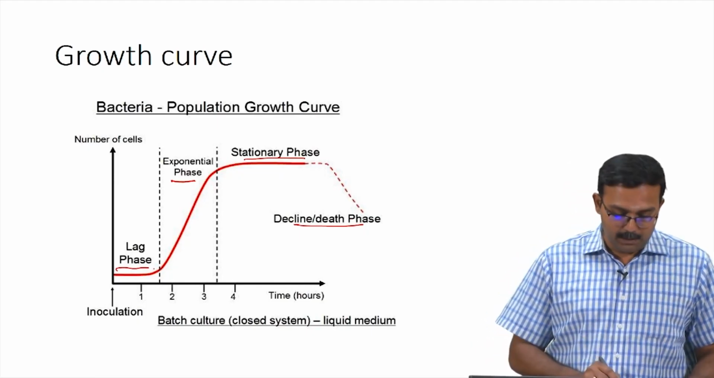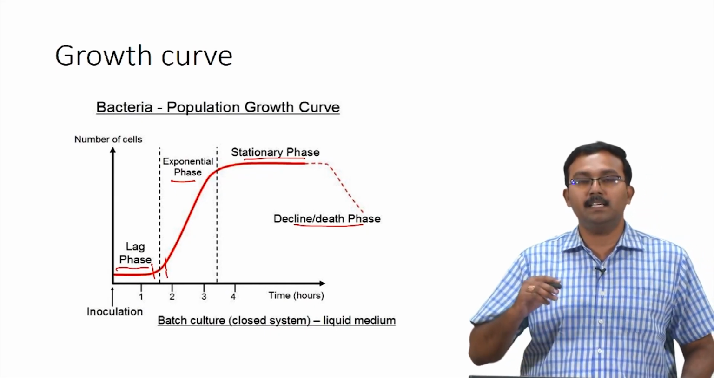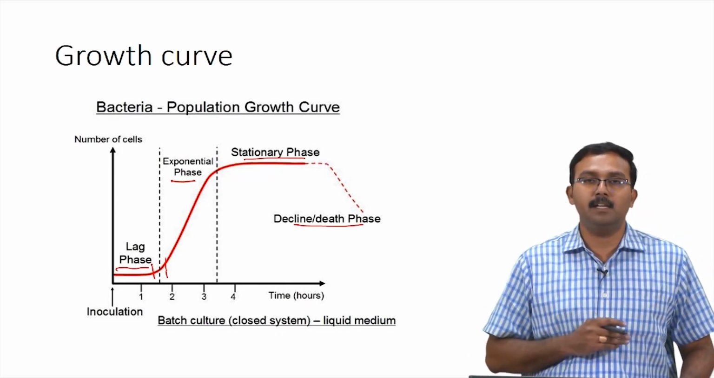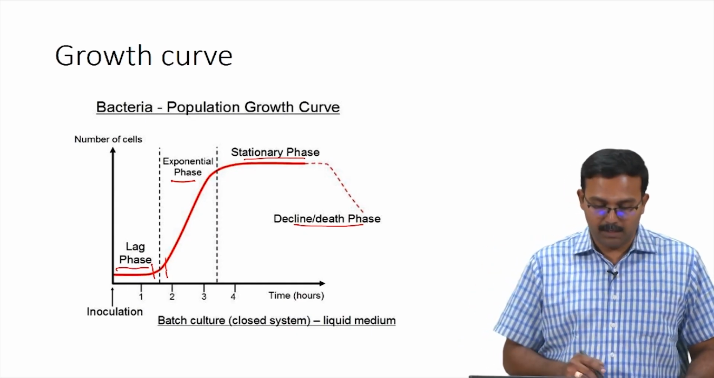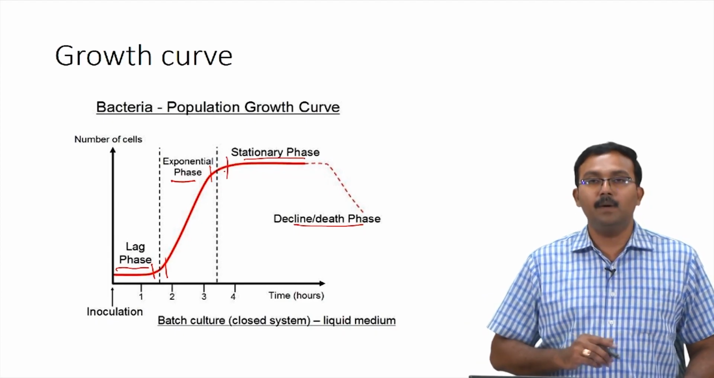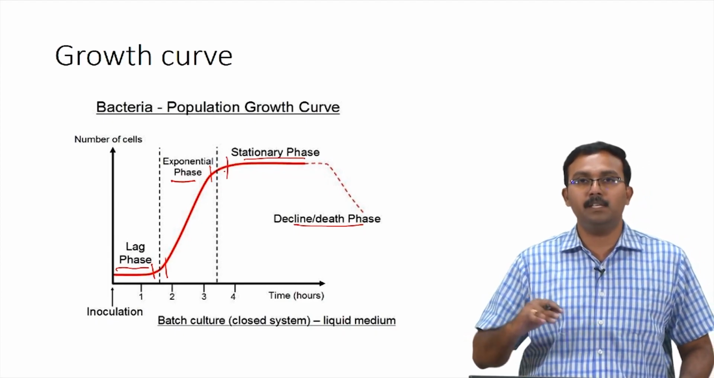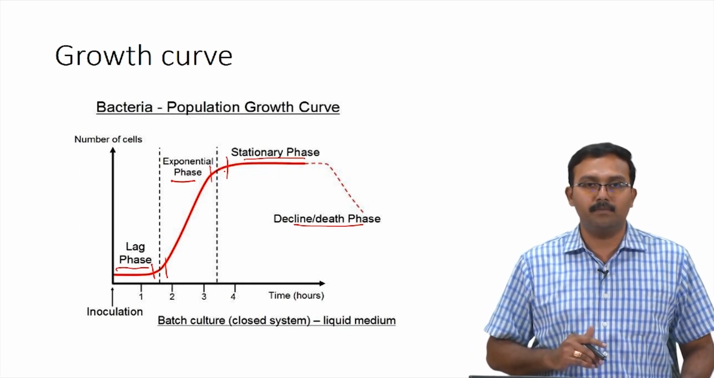The phase in between the lag and the exponential phase, where you have the acceleration of cell growth but it still does not follow the exponential curve, is called the acceleration phase. The phase between the log and the stationary phase, where it still does not follow the exponential curve but is starting to slow down, is called the deceleration phase.